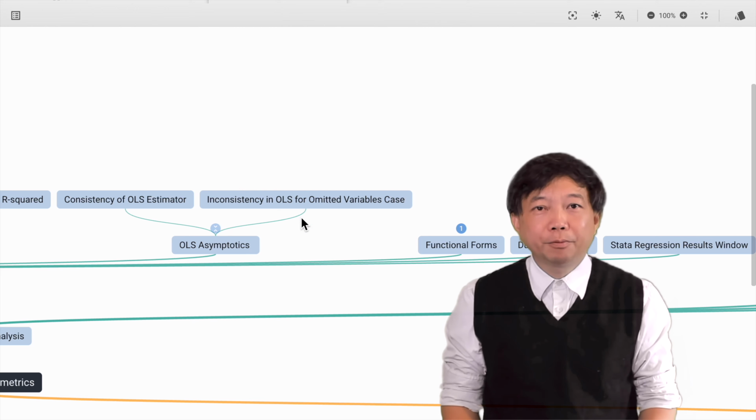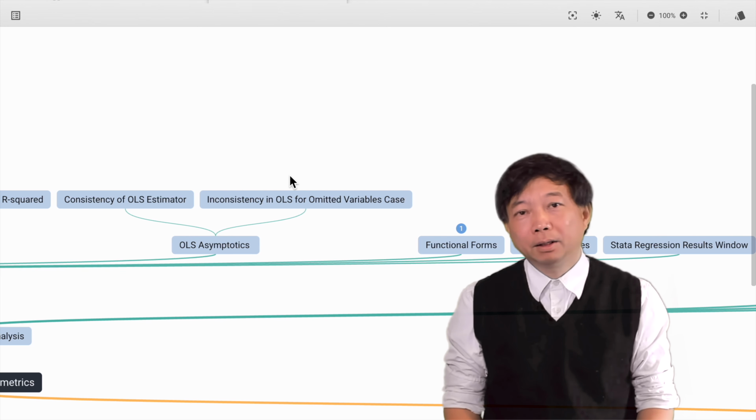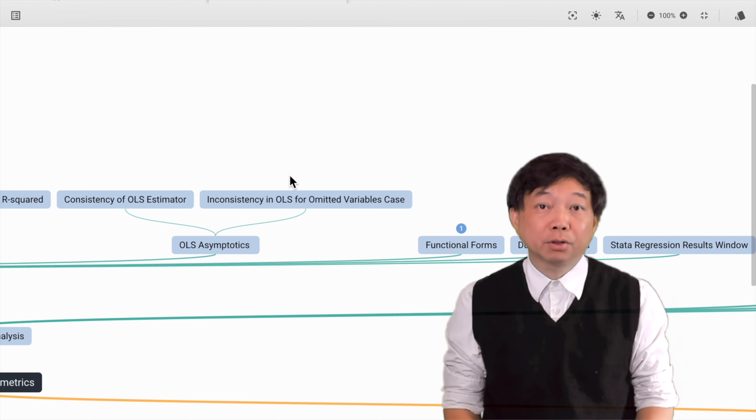Today, we have derived the inconsistency or asymptotic bias when the zero correlation assumption is not met.